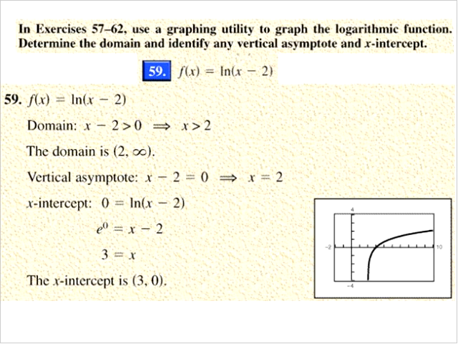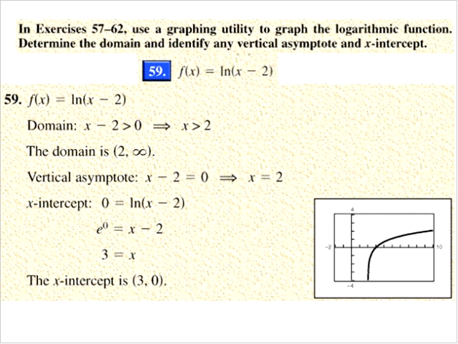Next is use a graphing calculator to graph the logarithmic function, and then we're going to figure out the domain and any vertical asymptotes and x-intercepts. If you're dealing with logarithmic functions, note that your domain has to be greater than 0. Because if you get 0, you have an error that occurs on your calculator.